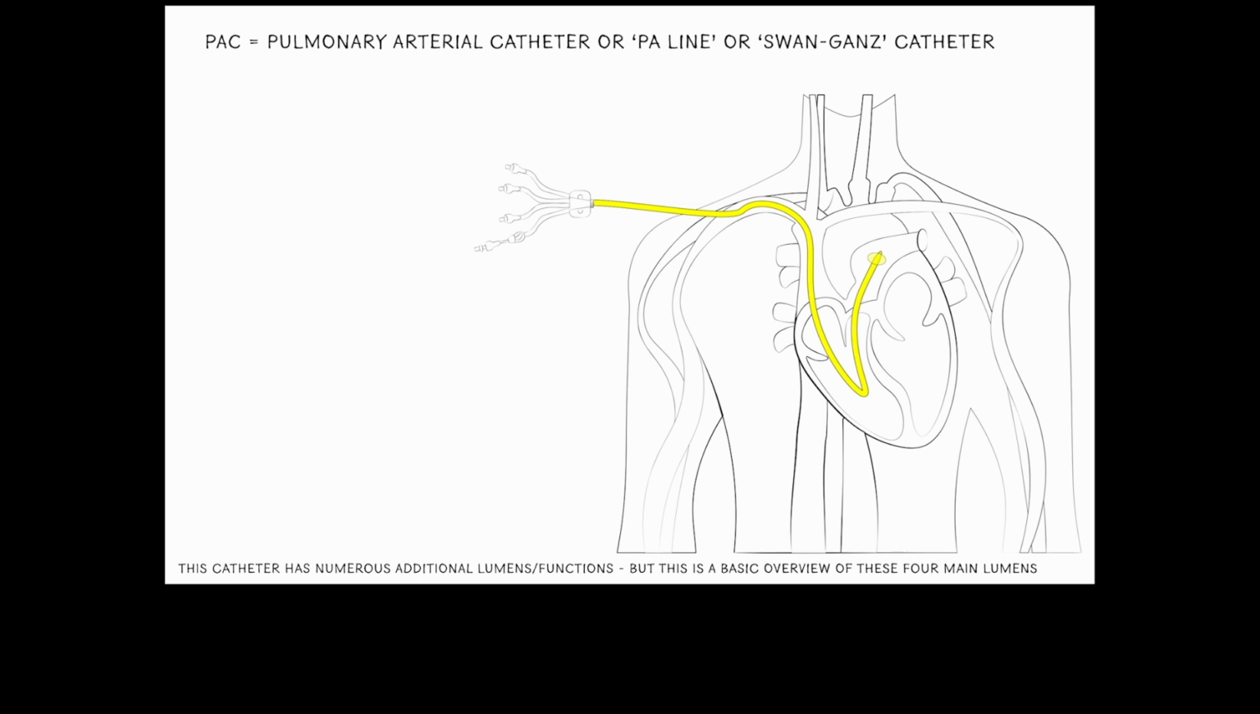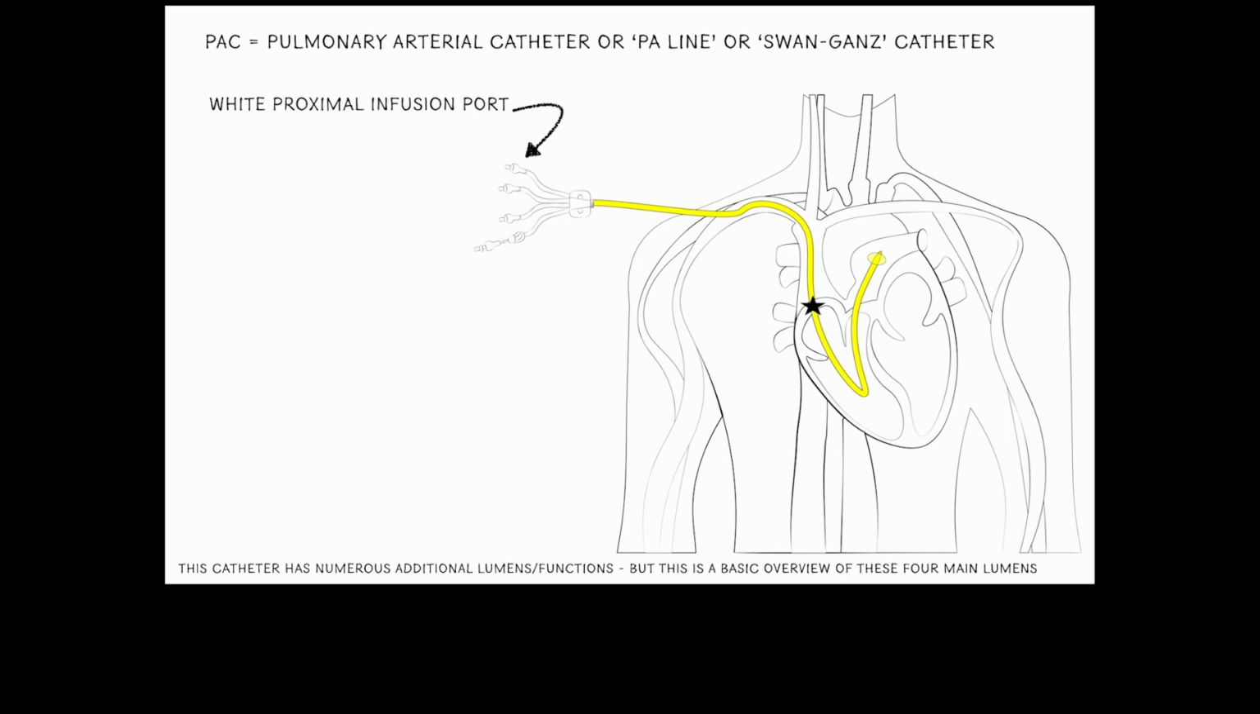So this PAC, or pulmonary arterial catheter, or PA line, or Swan-Ganz catheter, is this little guy right here in yellow. And we can see that we have 4 additional lumens, and these are going to be the main lumens, but there are many other lumens and functions that can be available, but for this video, to keep it simple, we're just going to go over these 4. So this first lumen is going to be our white proximal infusion port. And this port's actually going to end right here in our SVC, or the right atrium. And this is just like our central line would typically end.